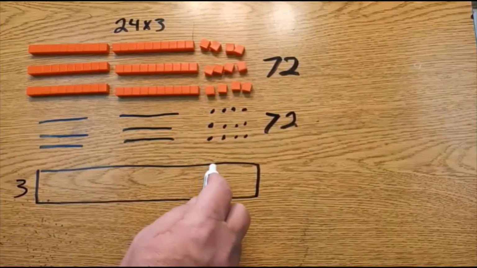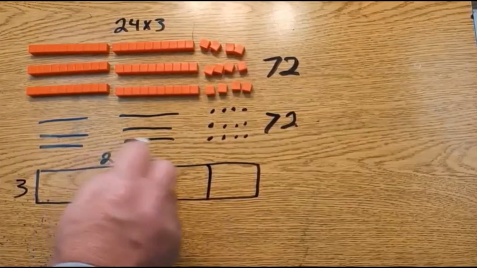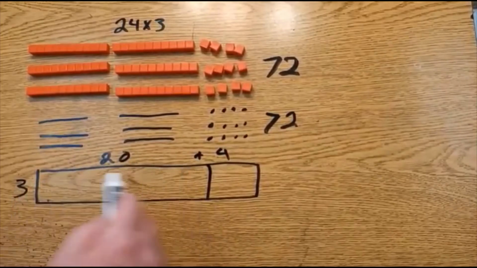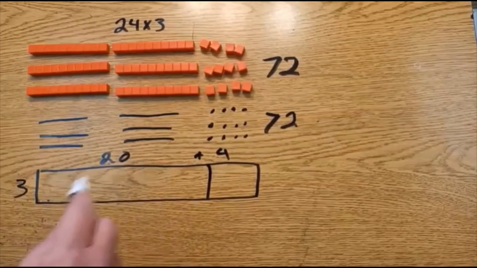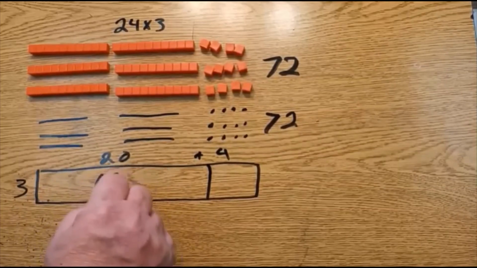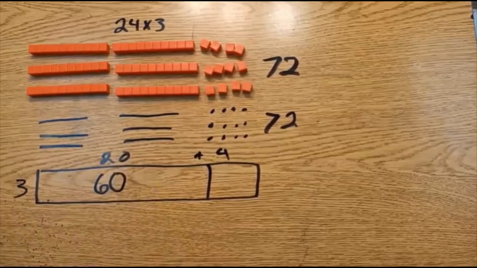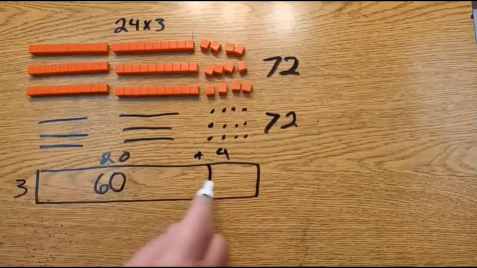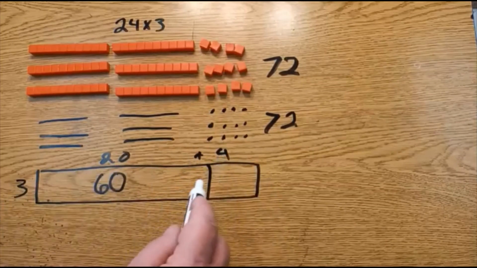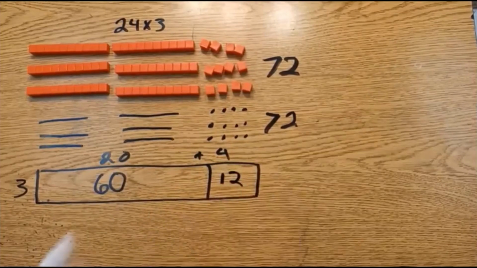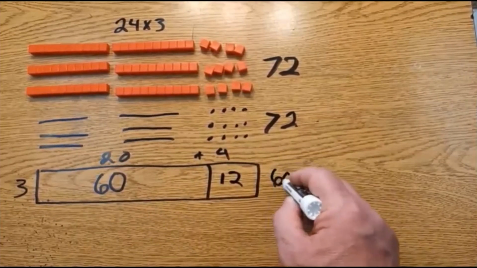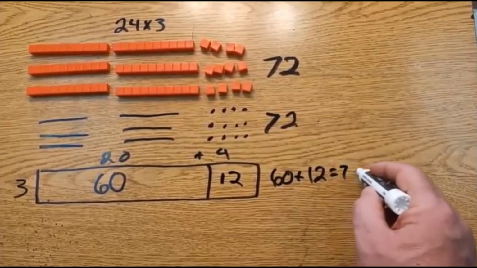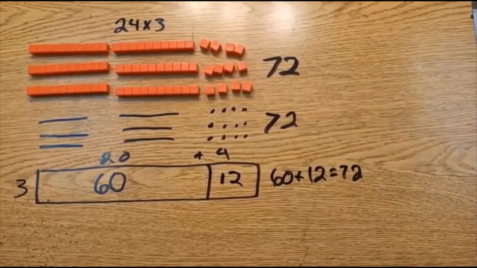I could break 24 down into 20 plus 4. So this area in my shape right here would be 3 times 20, and 3 times 2 is 6. I put my 0 to mark my place value, so 3 times 20 is 60. And this area right here would be 3 by 4, because opposite sides of rectangles are the same length. So 4 times 3 is 12. To solve that, I would do 60 plus 12, and 60 plus 12 is 72. And that's an area model way of solving it.